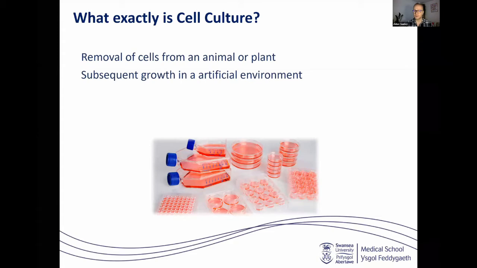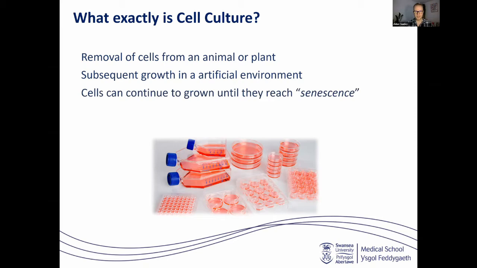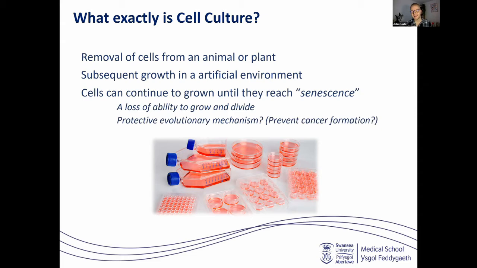And cells will continue to grow until they reach a process known as senescence. And that's kind of when they get a bit tired and they stop growing. So they just stop, similar to the Hayflick limit. And this is when cells then lose the ability to grow and divide. And this period of senescence, this limited number of cell divisions, is likely to be an evolutionary mechanism to prevent us developing diseases such as cancer.